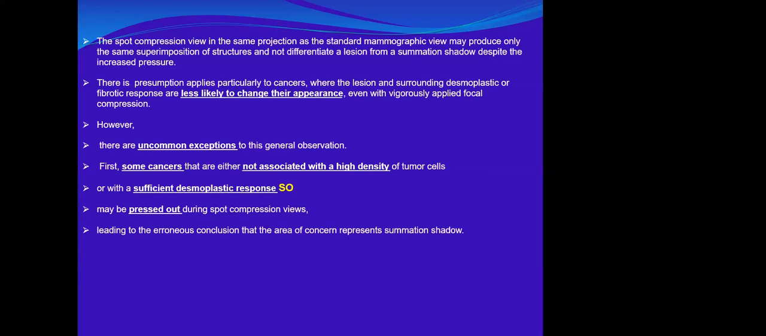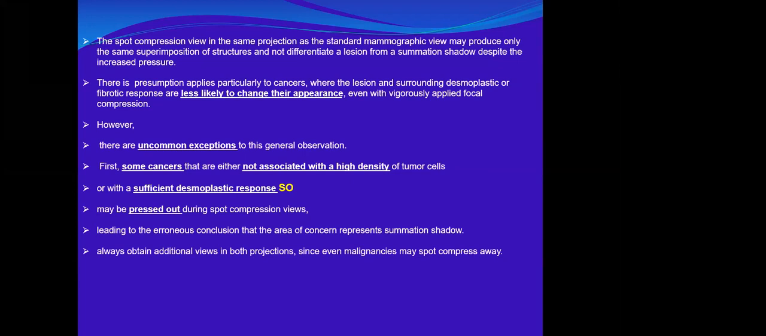On summation, it might represent just a summation shadow. That is why if the lesion is still not completely spreading away, we can consider it as probably benign rather than BI-RADS 2 and just follow it up rather than say this is nothing. And that is why we need to do different angle spot compression to avoid these challenges.